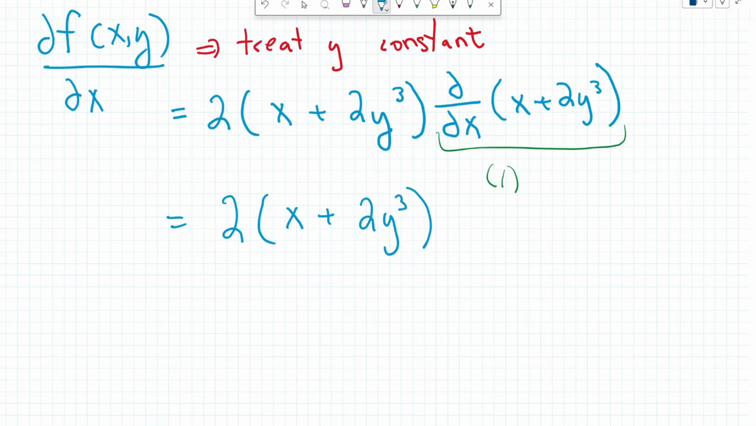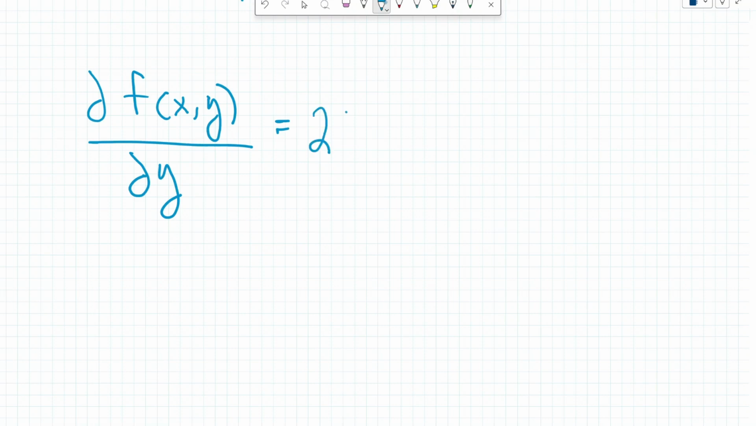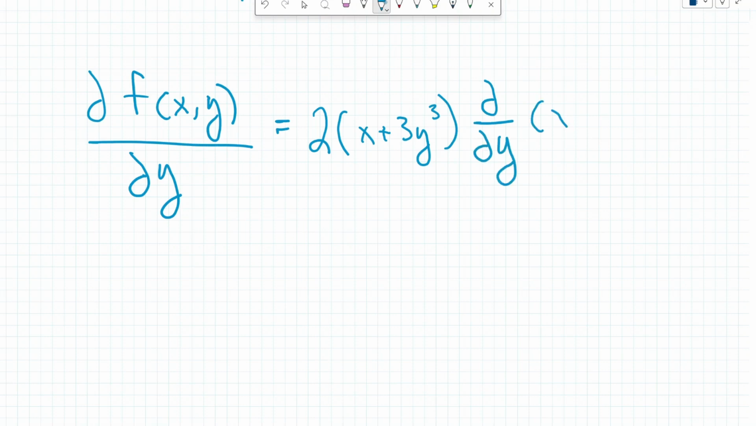And that was it. Now let's try doing the same question, but instead of differentiating with respect to x, we're going to differentiate with respect to y. So now we have df of x, y with respect to y. Again, we're going to be applying the chain rule. So we take the 2 down, so we have 2 multiplied by x plus 2y cubed. But now we want to take the partial derivative of the inside part with respect to y. So we have the derivative of x plus 2y cubed.